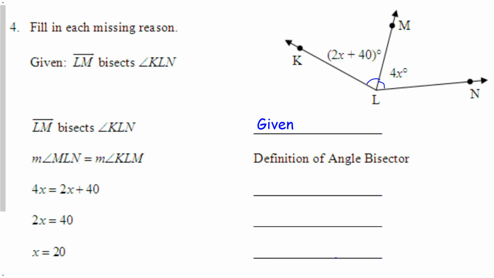So here we have the measure of angle MLN equals the measure of angle KLM. And again, that's by the definition of angle bisector. How did we know that those were equal? Because we knew we had an angle bisector. That's the definition.